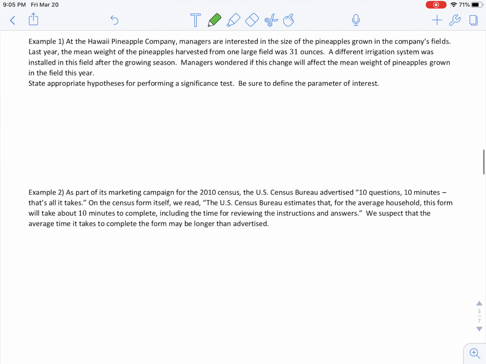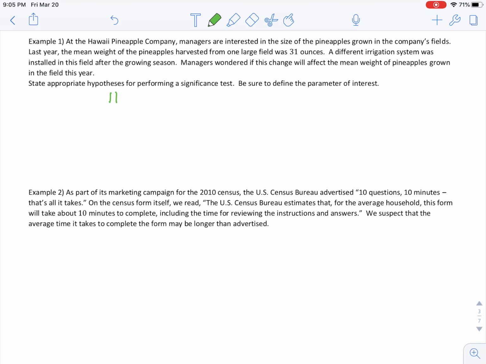So an example of what this could look like is that at a Hawaiian pineapple company, managers are interested in the size of pineapples grown in the company's fields. Last year, the average weight of pineapples harvested from one large field was 31 ounces. A different irrigation system was installed in this field after the growing season. Managers wondered if this change will affect the mean weight of pineapples grown in the field this year. State the appropriate hypotheses for performing a significance test, and of course, we have to define the parameter of interest.